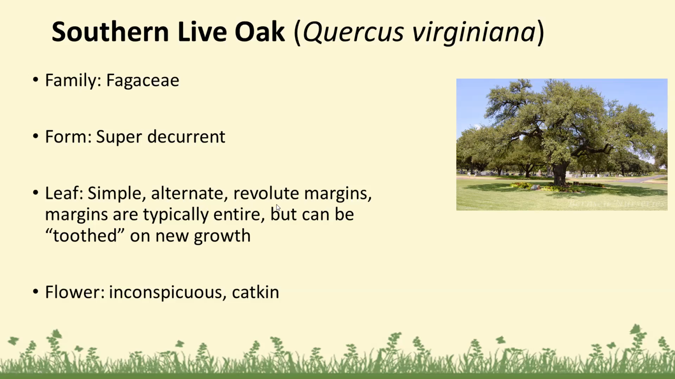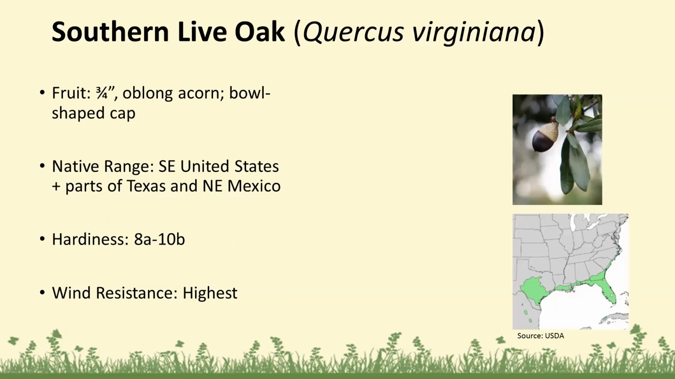The leaf is simple and alternate. It's got revolute margins, so that just means it's a little boat-like around the edges of it. And new growth can be a little toothed. Typically on younger trees, you'll see that. The flower is a catkin, so it's really not that helpful and is only there for a little bit of the year. The fruit is a 3/4 inch oblong acorn.